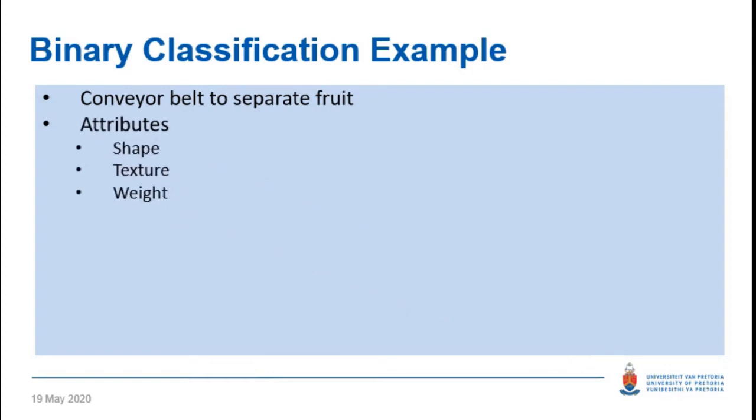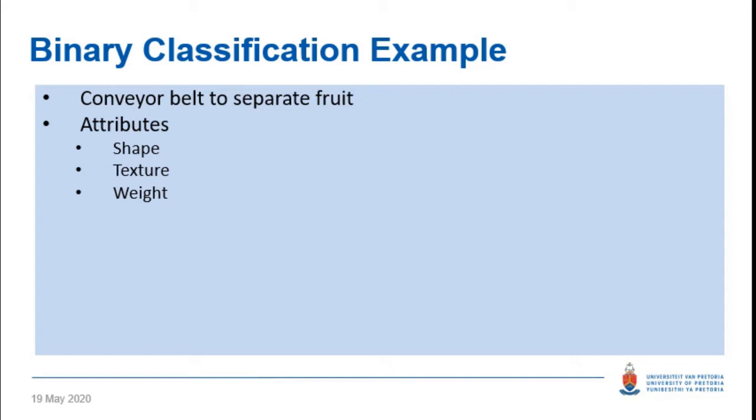The three main attributes, and there's one sensor for each, are, first, the shape of the fruit, which can be round or not round. The texture of the fruit can be a smooth skin or a rough skin. And the weight of the fruit can be less than or equal to 0.5 kgs or greater than 0.5 kgs.